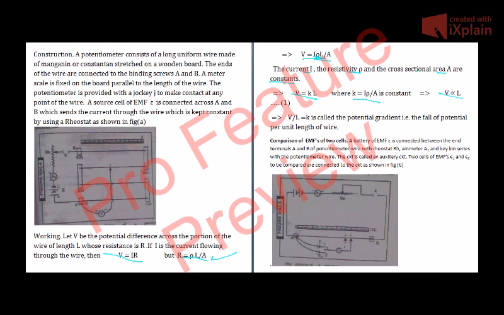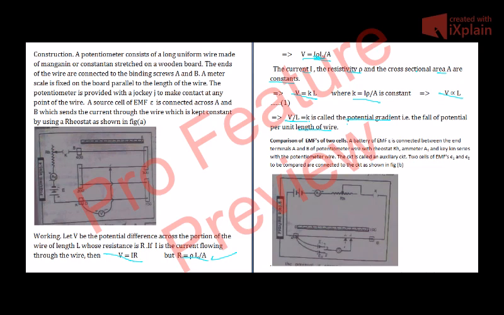So from this relation V is equal to KL, we find that V is directly proportional to L, that is the length of the wire. Or from this relation V is equal to KL, we can get V by L is equal to K, and this relation V by L is equal to K is called the potential gradient, or the fall of potential per unit length of wire. That is the potential difference per unit length of a wire.